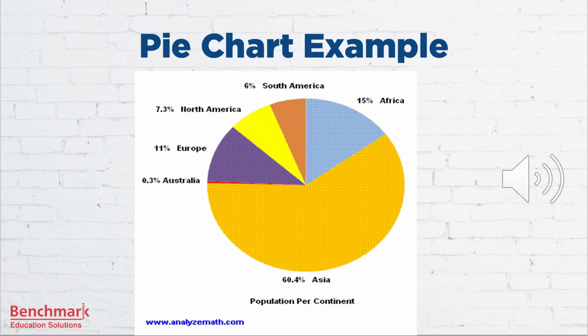The Americas count for about 13%, with 7.3% living in North America and 6% in South America. Finally, Australia is the most sparsely populated continent, with just 0.3% of the world's population living there.